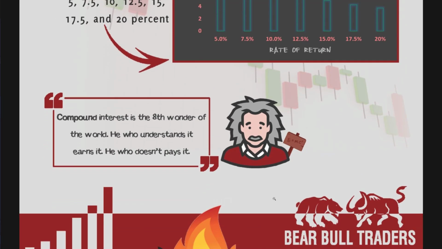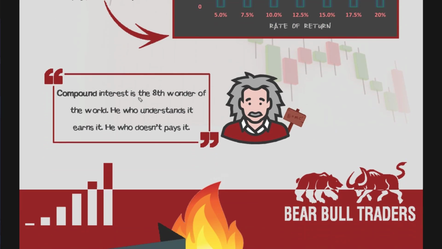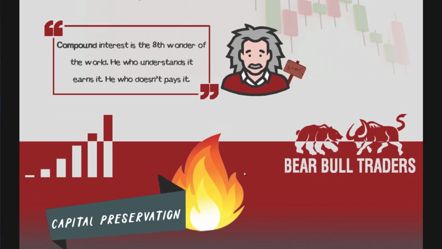And Albert Einstein put it best, guys. Compound interest is the 8th wonder of the world. He who understands it earns it. He who doesn't pays it. And we'll see that. So we just saw that you can grow an account very quickly with compound interest as long as you're reinvesting your growth and not pulling money out of your account. And he who doesn't pays it. We'll see that later down here.